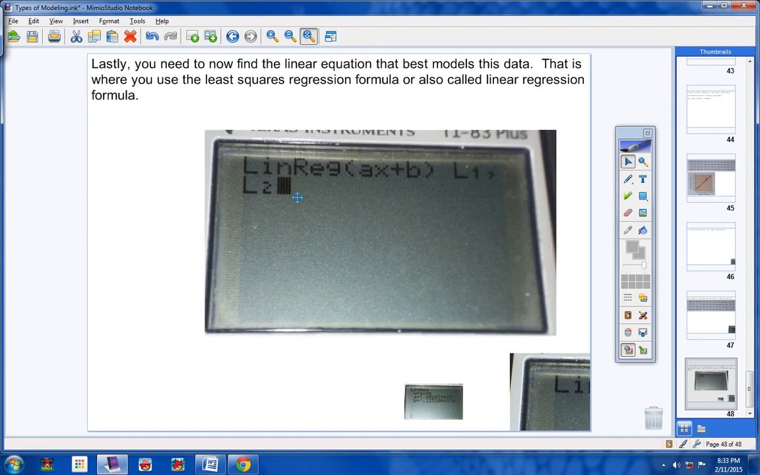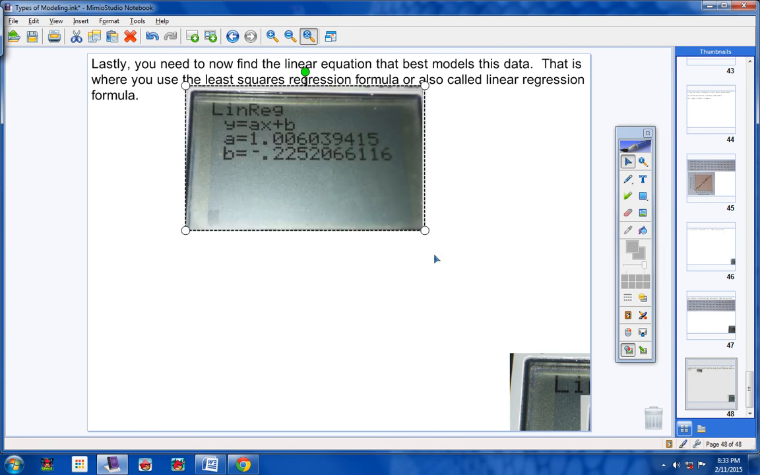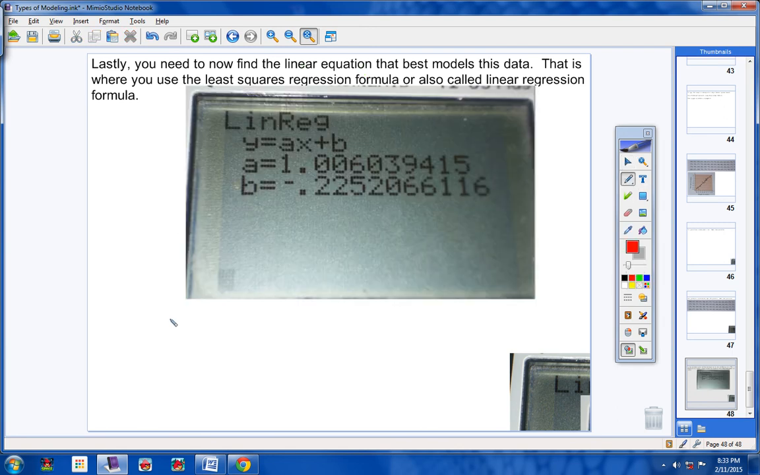Now hit enter. When you hit enter, this pops up. It tells you what A is and what B is. So, booyah. There you go. Simple. It gives you everything like this: Y equals AX plus B. So where the A is, I'm going to put 1.006, because A equals 1.006, then X, and then plus B. Now, you can put plus negative, because B is negative. A positive negative is a negative. So I'm just going to put B is negative 0.225. Okay?